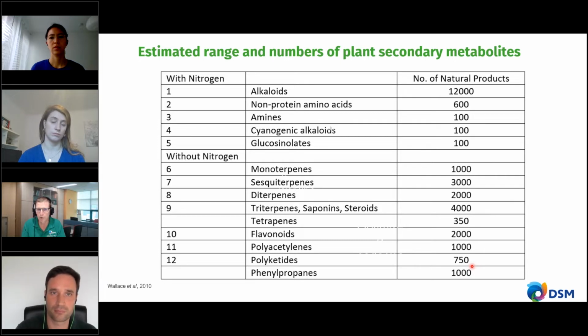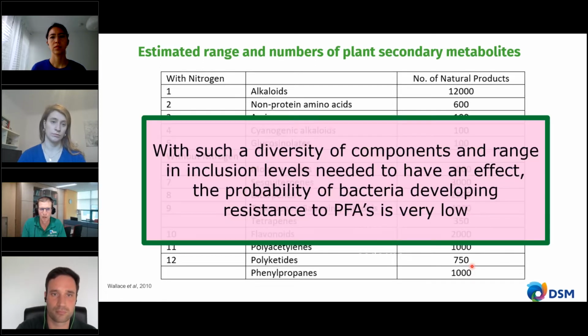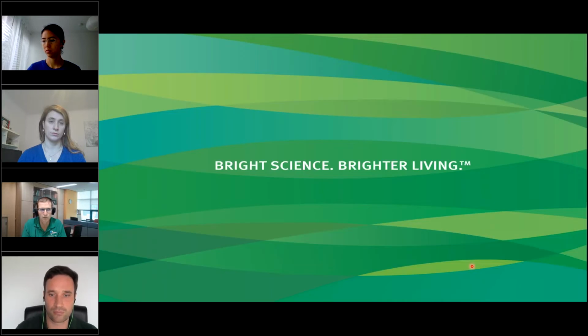We know that these compounds have great activity around antimicrobials. And with such a diversity of components and range in inclusion levels needed to have an effect, the probability of bacteria developing a resistance to a phytogenic feed additive is going to be very, very low, because we're dealing with many substances here, not just one or two defined chemicals as in an antibiotic. And with that, Michaela, I'd like to hand it back to you to continue on with the panel discussion.